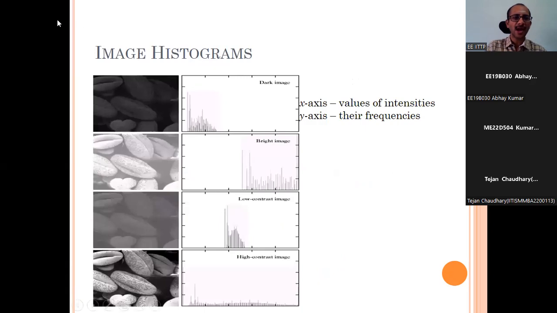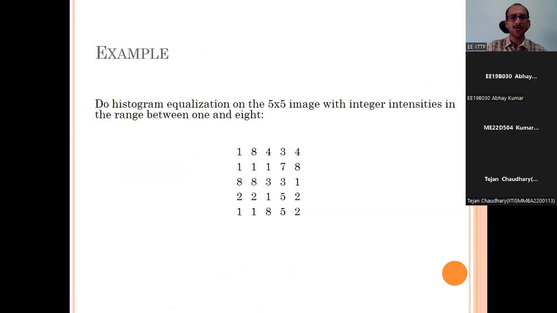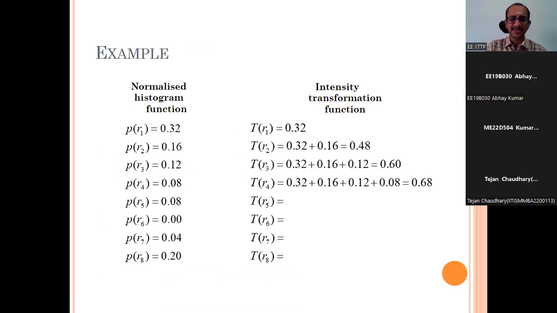So these are the histograms. This is a dark image. As you can see, the histogram clearly shows that the intensities are spread over the low intensity values. This is a bright image, showing that the intensities are spread over the high intensity values. And this is a mid-range but low contrast image. This is a better contrast image. This is just to get a better idea of what information the histogram gives. This is the discussion that we had.